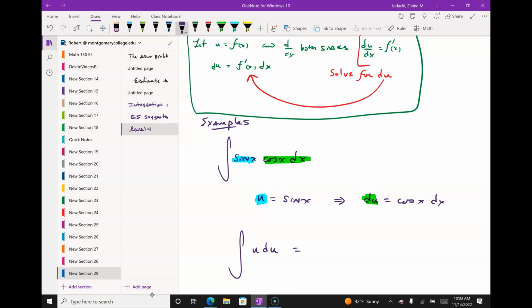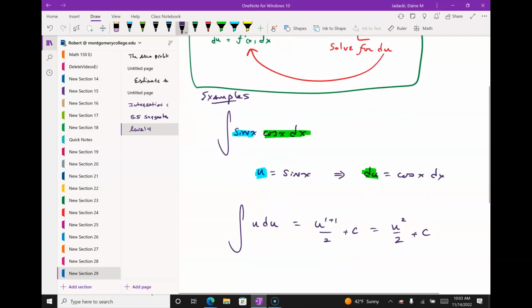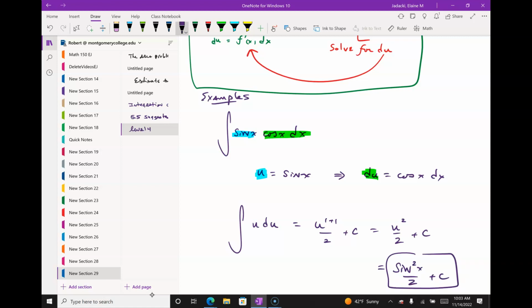So what's my antiderivative here? U to the 1, I have to add 1 and divide by the new power and add a constant c. So that's u squared over 2 plus c. But u is sine of x, so I need sine squared of x over 2 plus c. And there's my antiderivative.